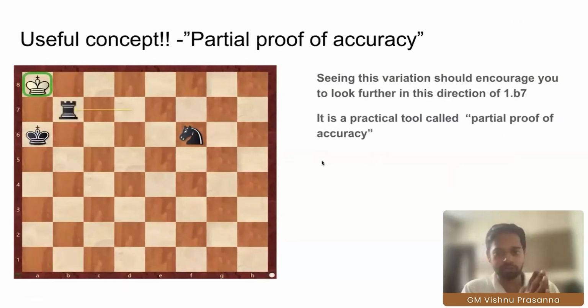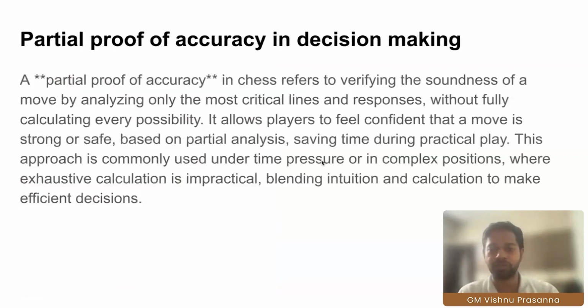I'm talking about a new concept. We are slightly deviating to learn a smaller concept, not as big as method of calculation, small. It is called partial proof of accuracy. So when I play b7, I'm not considering all black moves. I'm considering the most direct move. The most direct move is rook into b7, and this is helping me achieve my goal. So that is called partial proof of accuracy.